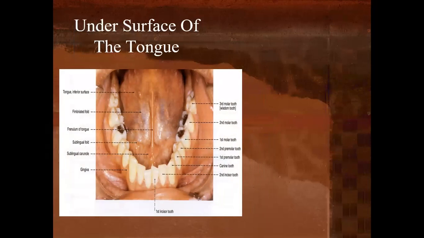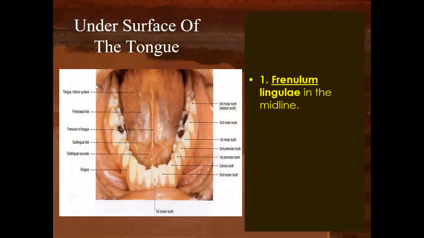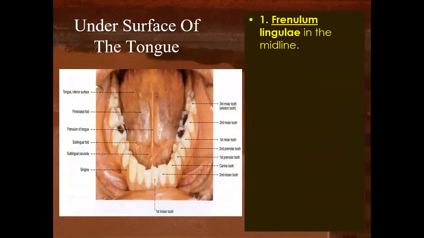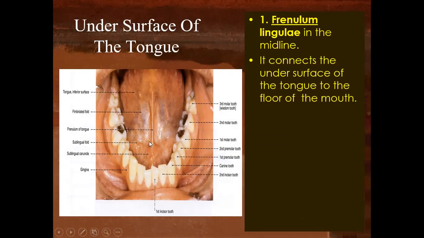Under the surface of the tongue, if you lift the tongue, what structures do you see? One is the central part of the tongue, which is attached to the floor of the oral cavity by a thin midline structure. This is called the frenulum linguae. Linguae is the other name for the tongue. It is present in the midline, connecting the lower part of the tongue with the floor of the oral cavity. It connects the undersurface of the tongue to the floor of the mouth.